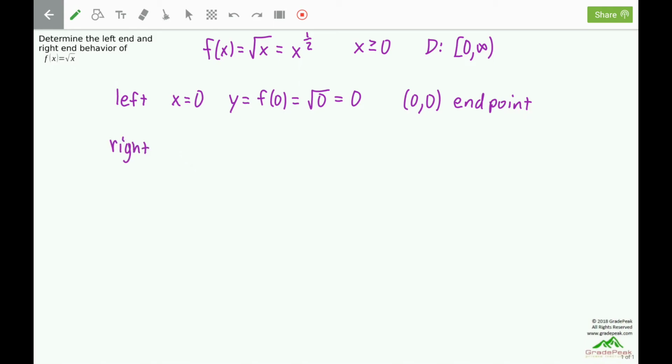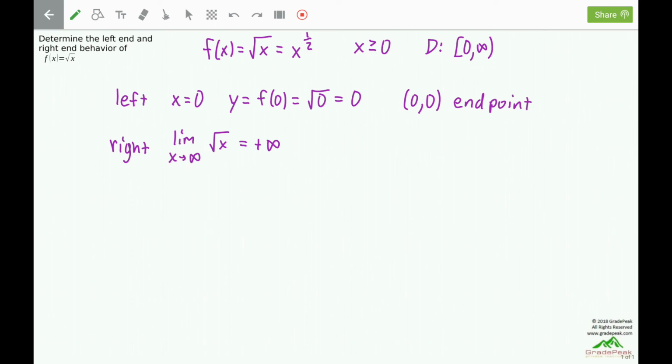The right end behavior is determined by evaluating the function at the right end of the domain, which is positive infinity. Since it's a positive infinity, this is done by taking the limit as x approaches positive infinity of the function, which is the square root of x. The first thing to do here is to plug in a positive infinity in for each of the x's. The square root of positive infinity is positive infinity, and there's the right end behavior.